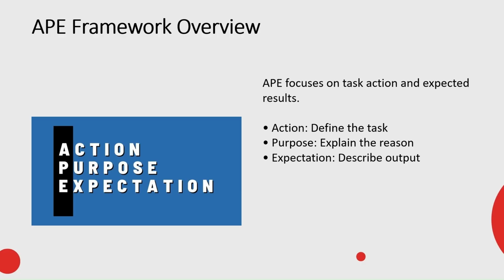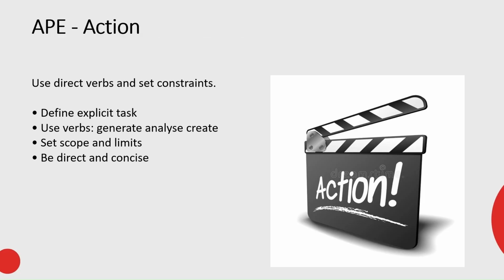Now, let's have a look at the APE framework, which stands for action, purpose, and expectation. This is the simplest way to get a clear, functional response for a specific teaching task. Let's go one by one. The action is where you use strong verbs like generate, analyze, create, be direct, and set the boundaries for what you want to be done.